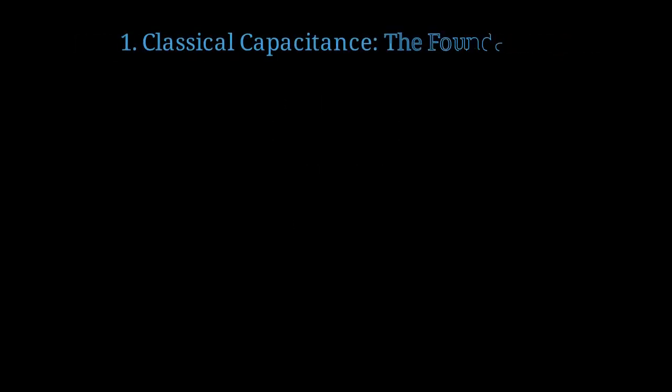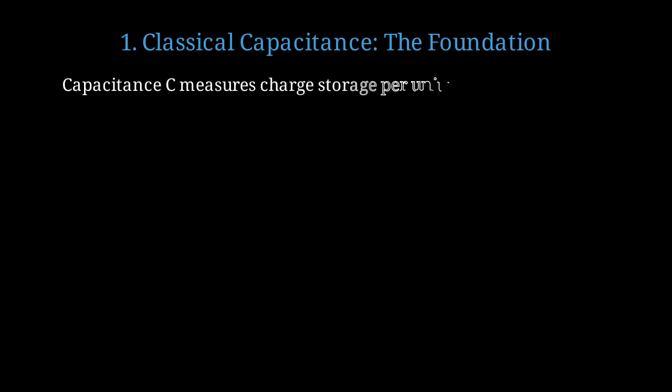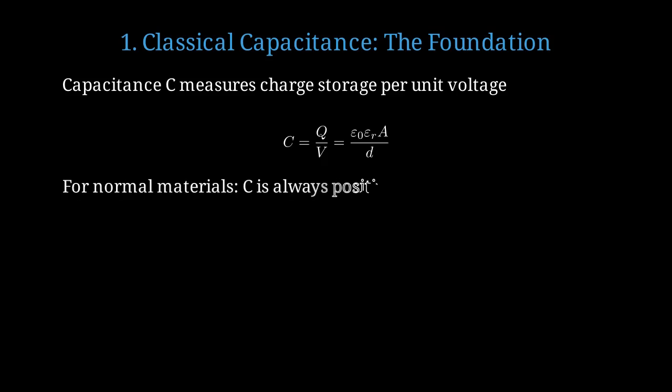Let's start with classical capacitance to understand what we're challenging. Classical capacitance C is defined as the amount of charge Q that can be stored per unit voltage V. The capacitance equals Q divided by V, and for a parallel plate capacitor, it equals epsilon 0 times epsilon R times area A divided by thickness D. In all normal materials, capacitance is always positive. This means more voltage always produces more charge.